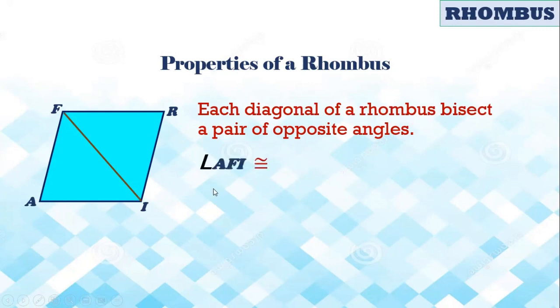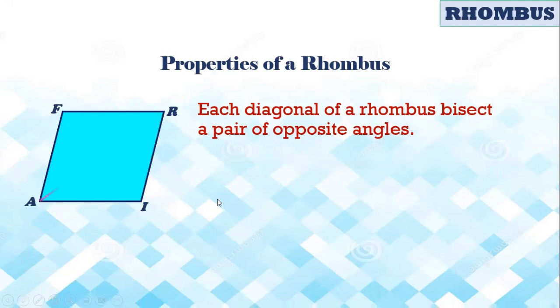Let's see. I have angle AFI, so this one. So angle AFI is congruent to angle RFI. Same thing as with angle AIF. This angle is also congruent to angle RIF. So this is being bisected by diagonal FR.